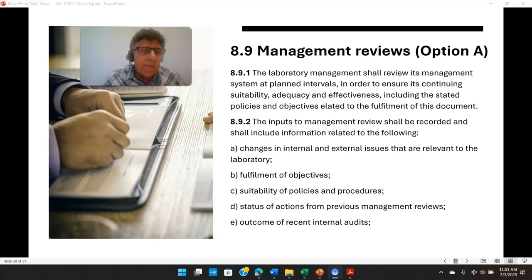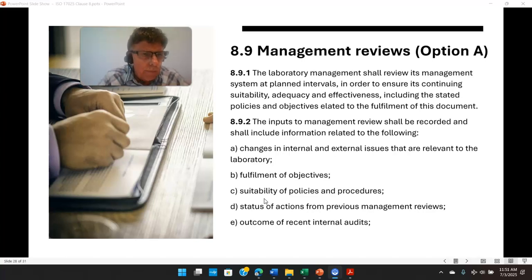Here are the required inputs to management review. A, changes in internal and external issues that are relevant to the laboratory. You need to define your internal and external issues and talk about changes, document these. Fulfillment of objectives. You want to show your objectives, talk about it, document it. Suitability of policies and procedures. Discuss policies and procedures. Do they need to be changed?